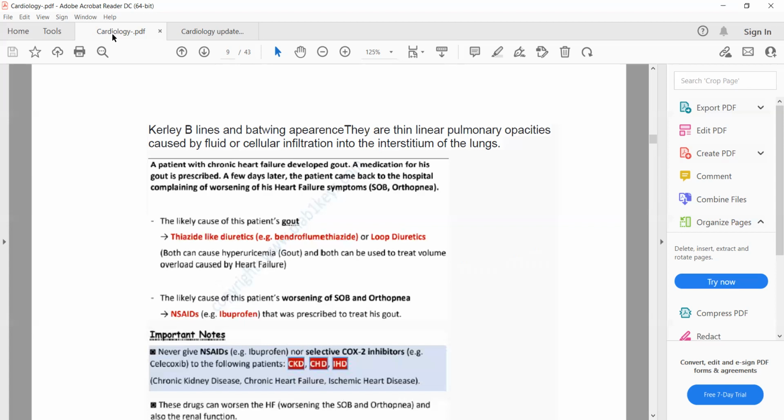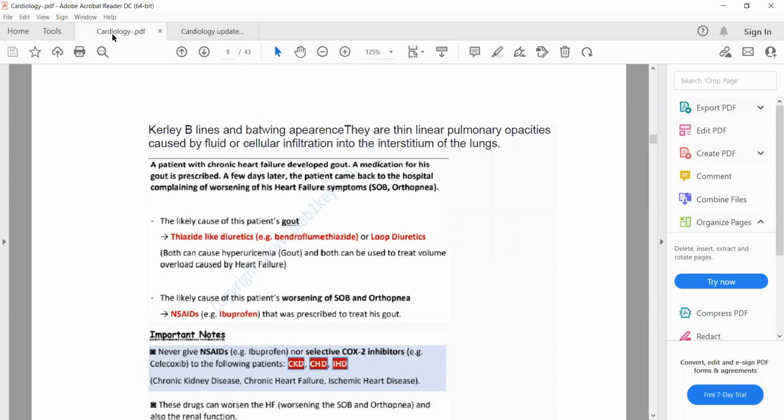Now, a patient with chronic heart failure develops gout. Now, remember that loop diuretics and thiazide-like diuretics have a side effect that they can cause hyperuricemia. They lead to decreased excretion of uric acid from the body.